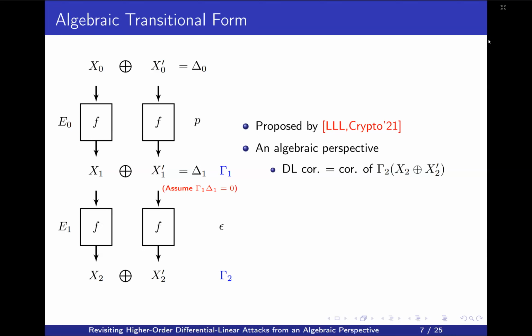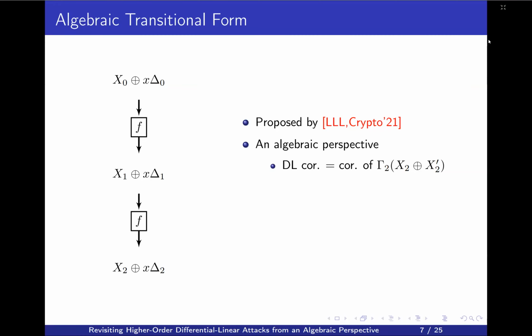The good news is that recently, in 2021, Liu et al. proposed another direction for the differential-linear path. They use the algebraic method to study the differential-linear path, opening a new direction. They found that the differential-linear correlation is actually just the correlation of this, where we apply a linear mask to the difference. Here x and x prime are the inputs, so it's actually a Boolean function. That means we can reduce differential-linear analysis to the problem of calculating the bias of a Boolean function.